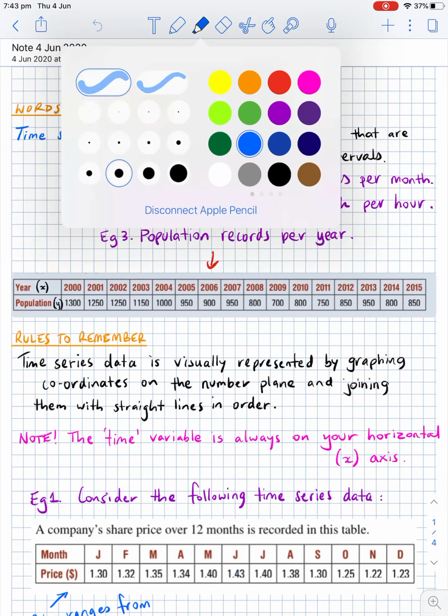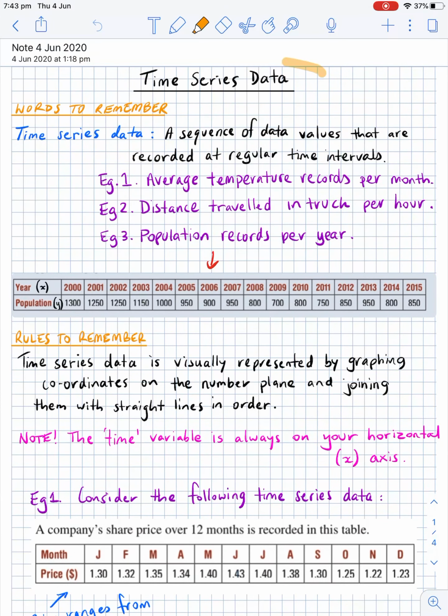Hi guys, for today's lesson we're going to be dealing with time series data. So first up, what do I mean by time series data? It's a sequence of data values that are recorded at regular time intervals. So time series data is literally all about time, recorded over a certain number of time periods, at a regular sort of rate.